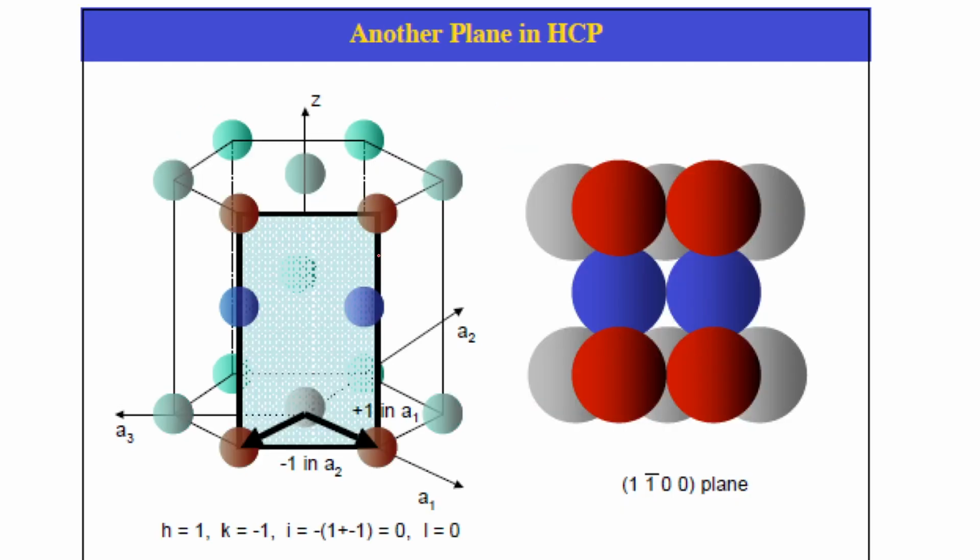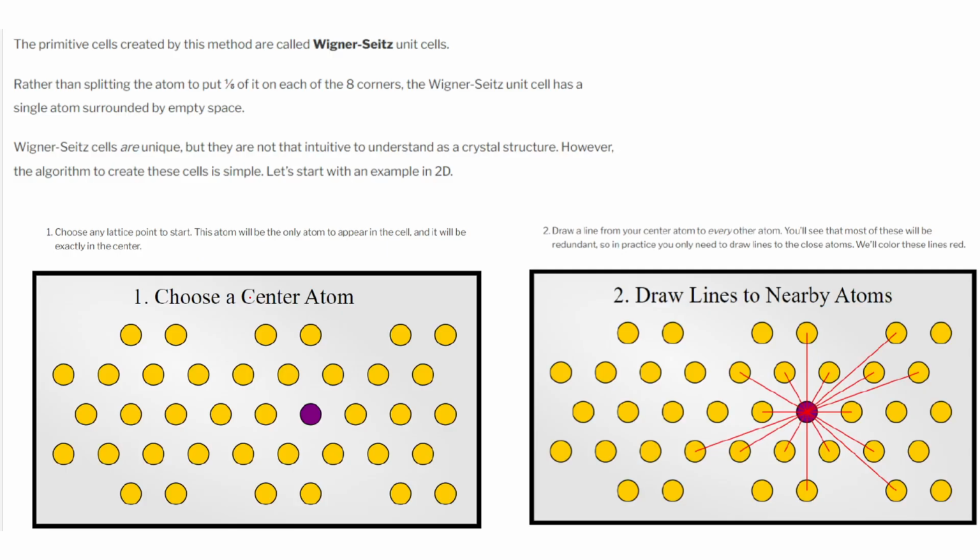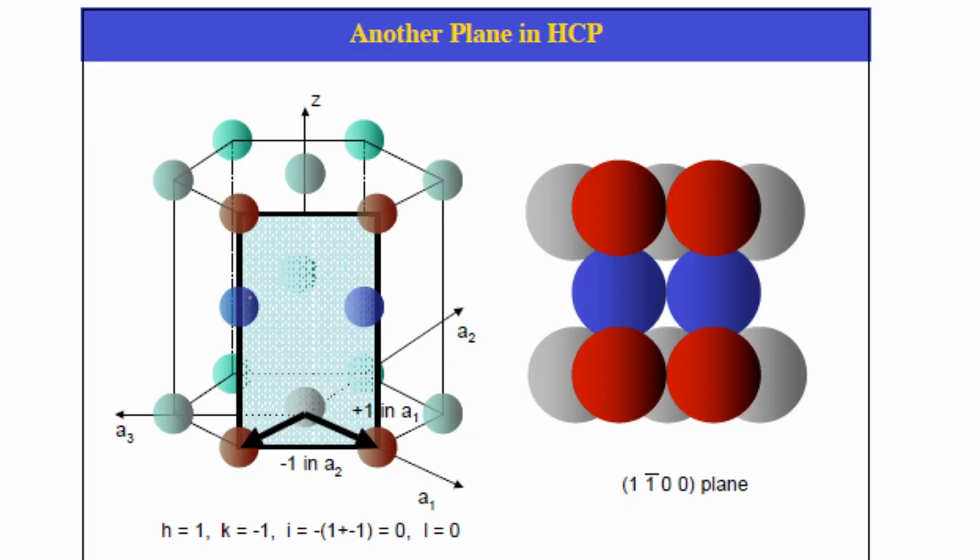Now see this plane. A1 it is touching, and A3 will be on the negative side, and A2 will be the negative part, and I will be minus of h plus k. So it will be 0, and the last index will be 0 because it is parallel to the c axis. So this is the important thing.